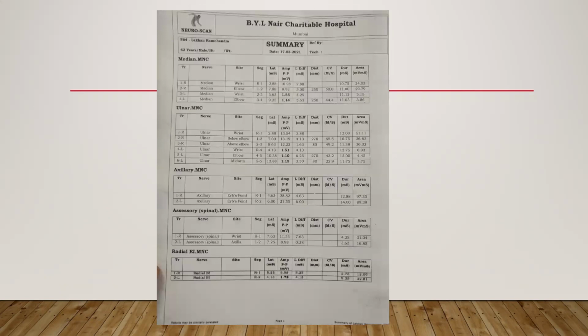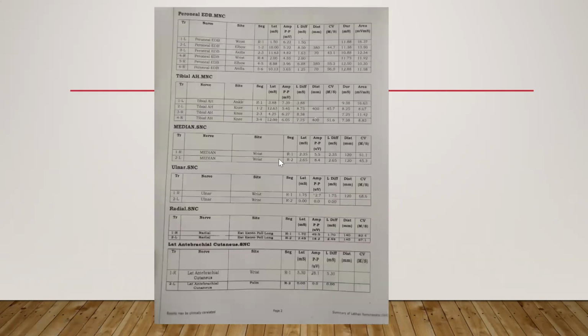So here also you see the median right, left. So the left median is of low amplitude here. Yes, ma'am. And ulnar also, the left ulnar is low amplitude over here. And radial also, the left radial is low amplitude over here. But the proximal CMAPs are all okay, axillary and spinal accessory. Yes. Then you do the median. I mean the SNAPs. Median SNAP is okay.